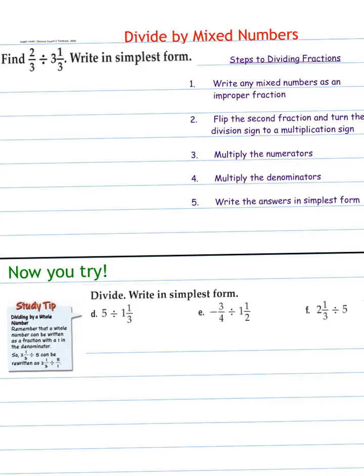All right, now we are dividing by mixed numbers. Okay, so we have 2/3 divided by 3 1/3. So here are the steps for these that you should make sure to have written down. Again, write any mixed number as an improper fraction, flip the second fraction and turn the division to a multiplication sign, multiply numerators, multiply denominators, write in simplest form.